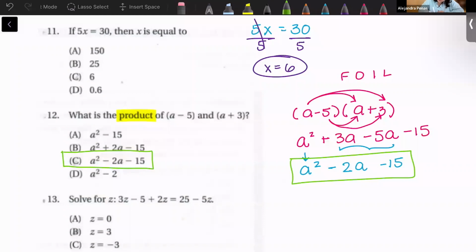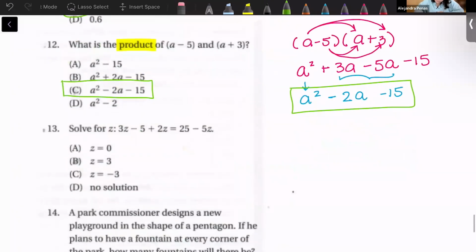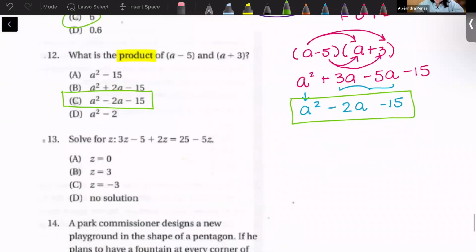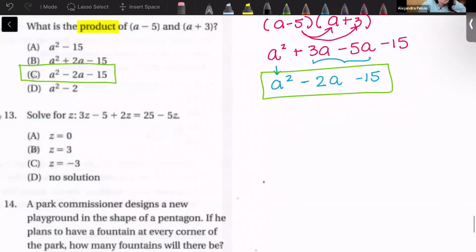Let's take a look at the next one. So this next one is, again, another equation, obviously much more complicated than the other one that we had at the beginning. So what do we have? We have 3z minus 5 plus 2z equals 25 minus 5z.